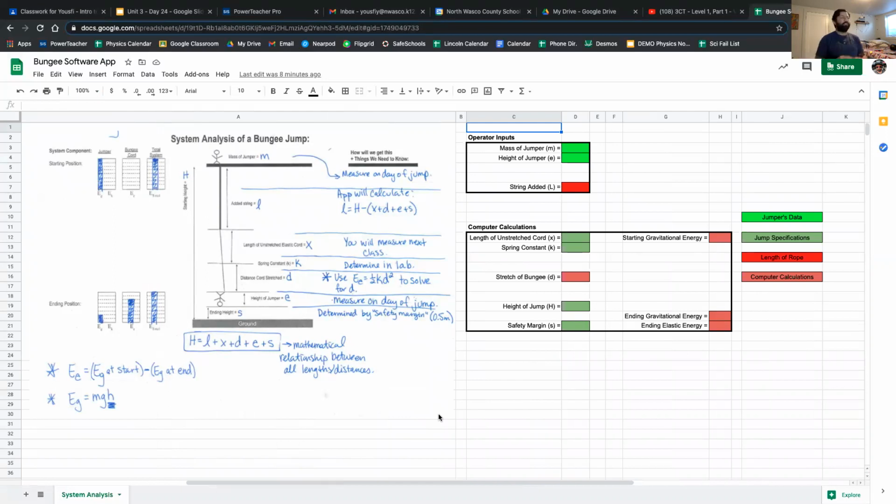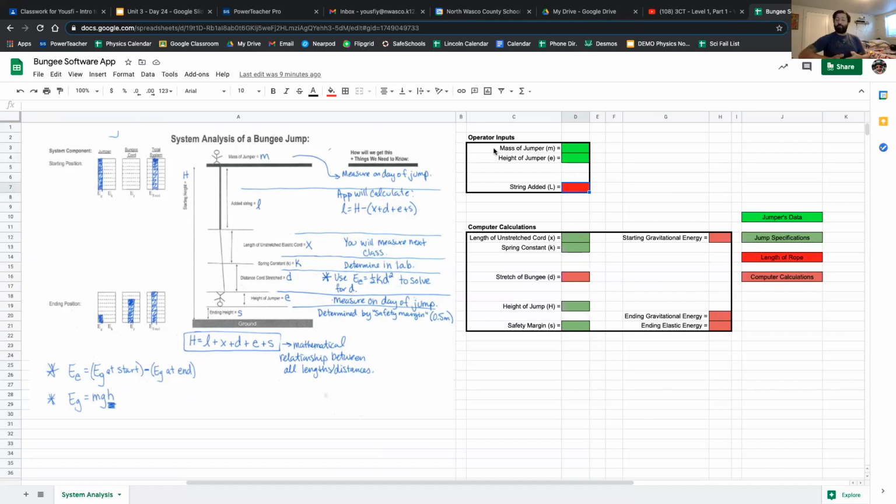So a person is in charge of the ride itself, and if a person comes up and wants to ride the bungee jump, the operator has to get their mass and their height. The operator will enter the mass in cell D3, and then they'll enter the height in cell D4. And then cell D7, after the operator presses enter, will give the operator the length of rope to add to their bungee cord. Okay, so that is the operator inputs.